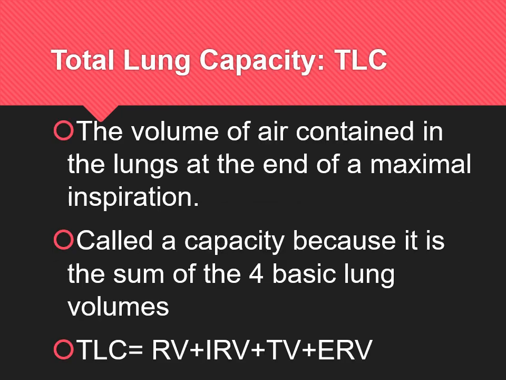So then we have our total lung capacity, which we can actually calculate based on all of this information that we can measure and gather. It's the volume of air contained in the lungs at the end of the maximal inspiration. And so we call it a capacity because it's basically all of the things added together. So total lung capacity is the RV, the IRV, the TV, and the ERV all added together.